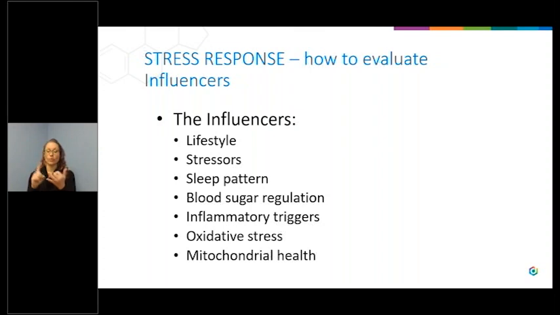What time do you go to bed? What time do you wake up? When I talk about sleep pattern and adrenal function, I always compare our adrenal glands to a puppy. And the reason I say that is because puppies do very well with routine, right? Same thing with our adrenal glands. They want to know when it's time to go to bed. They know when it's time to wake up.